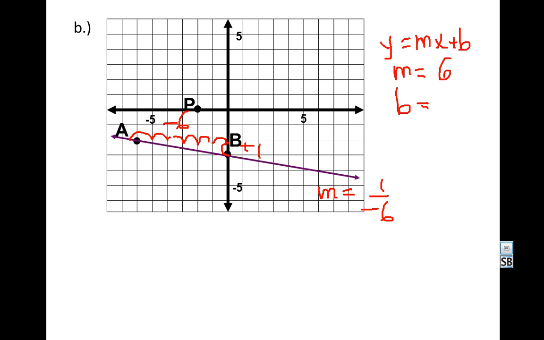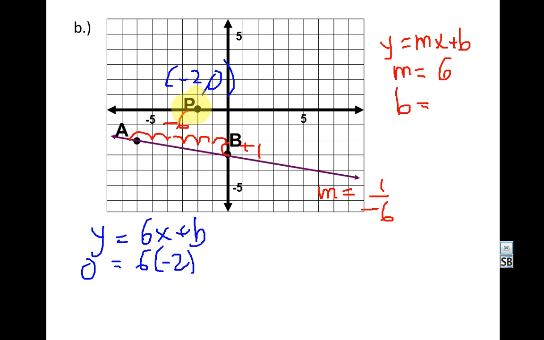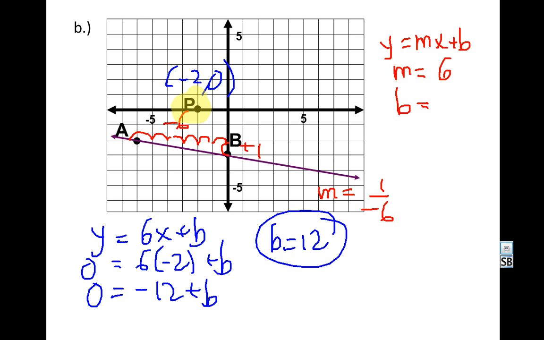How about the y-intercept of my line? Well, given this point P, which is at -2, 0, I can solve for my y-intercept now. So y is equal to +6x plus b, plugging in 0 for y, -2 for x. We can see that b has to equal +12. So the equation of your line is y equals 6x plus 12.